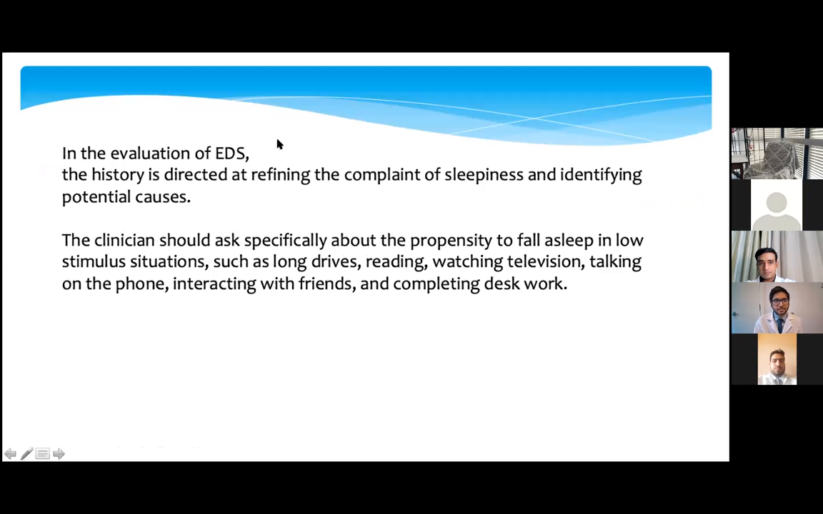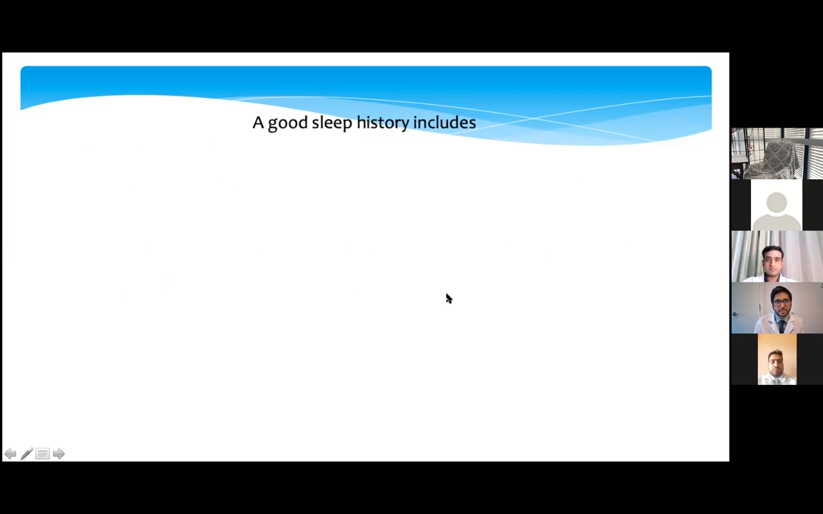So in the evaluation of excessive daytime sleepiness, the history is directed at refining the complaint of sleepiness, like what exactly the patient is experiencing, and identifying the potential causes. We should always specifically ask about the propensity to fall asleep in low stimulus situations, such as long drives, just reading, watching television, talking on the phone. If any of these are present, then excessive daytime sleepiness is more likely.